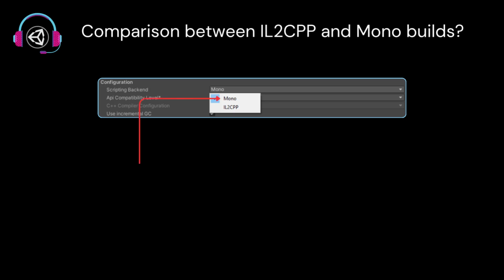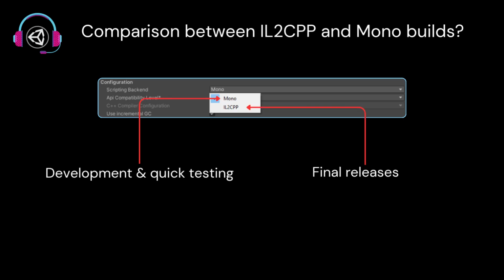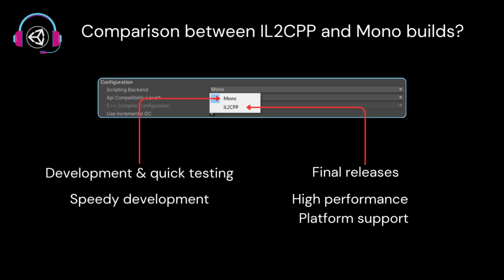Mono builds are great for development and quick testing, while IL2CPP builds are ideal for final release, especially on platforms like Android, iOS, and console, where performance and compatibility matter. In short, Mono is for speedy development and IL2CPP for high performance and platform support.